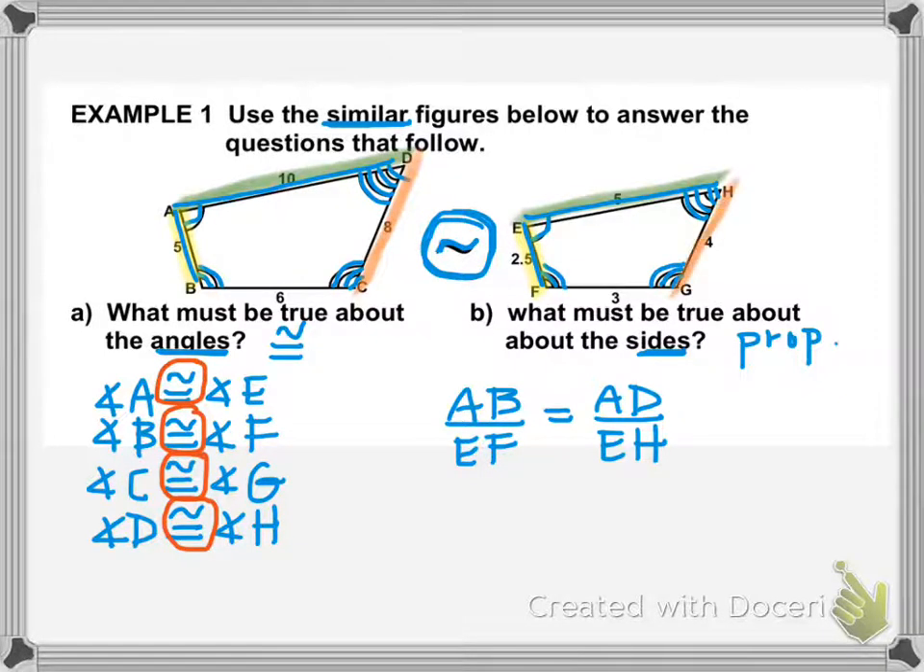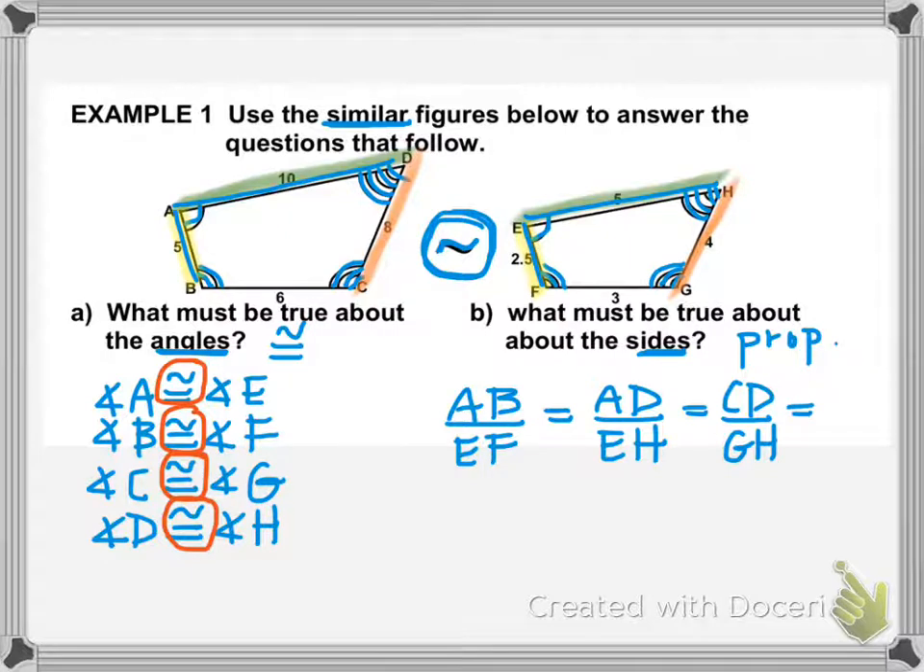CD corresponds to GH, so I can make a ratio. Now notice I'm making all my ratios in the same way. I'm taking the side over here on the left and putting it on top of the side over here on the right. So I'm doing left over right. It doesn't really matter as long as you're consistent. So I'm going to say CD over GH.